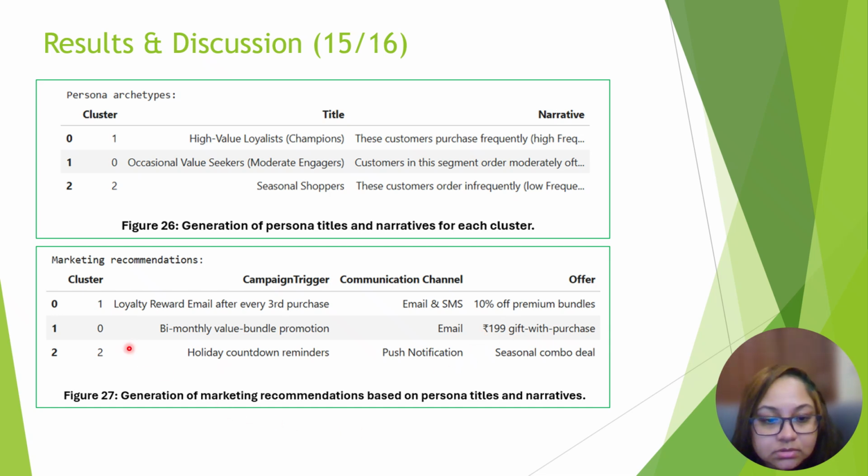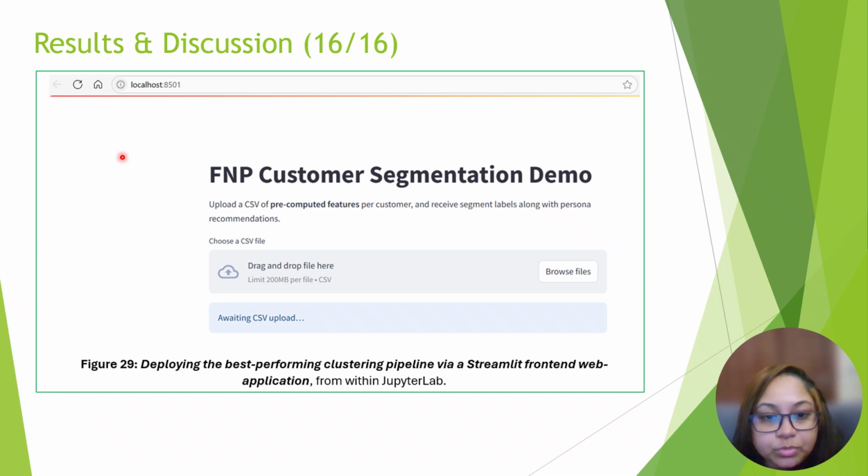Lastly, since cluster number 2 generally are the seasonal shoppers, and this is the group that tends to shop around holidays, in order to engage them better, holiday countdown reminders via push notifications and seasonal combo deals would be a good idea. Finally, in the sixth notebook, the persona metadata was used and linked to a Streamlit integration within Jupyter Notebook itself. And the best performing clustering pipeline was then deployed via the Streamlit front-end web application from within Jupyter Lab to enable a single-click interface for performing the clustering by business stakeholders.